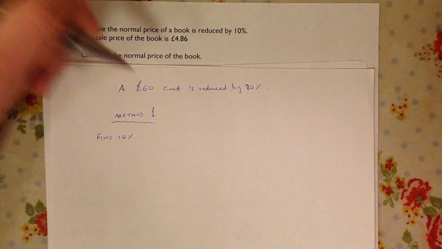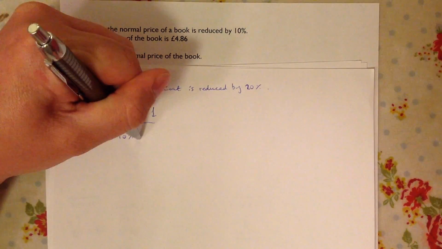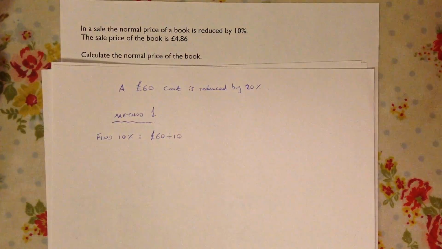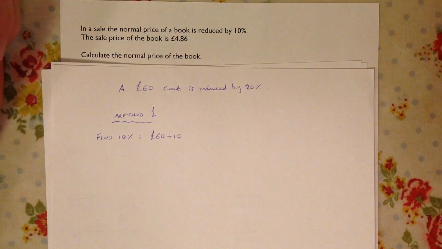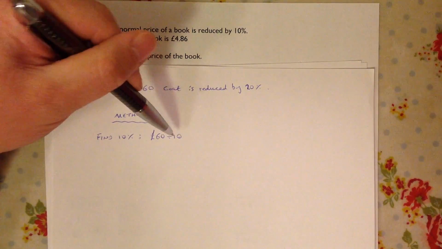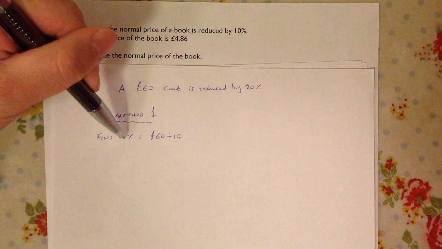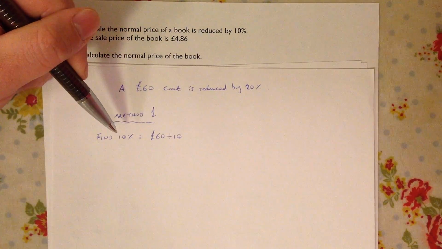Now, how do we find 10%? Well, we divide by 10. So we're going to take £60 and we're going to divide it by 10. Now, the most important thing here is to understand why we divide by 10 to find 10%. And the reason we do that is not because it's 10%, but it's because there are 10 10%s in 100%.